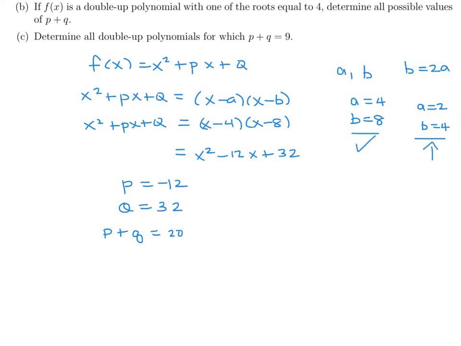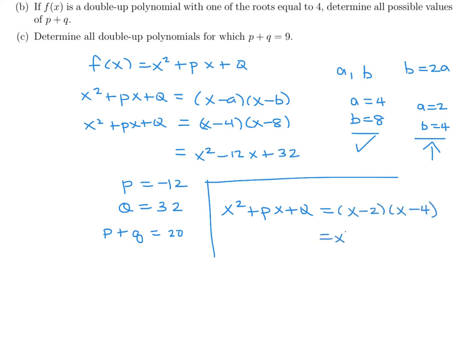Now let's concentrate on this one. That one, in a very similar way, would give me x minus 2 and x minus 4. So x squared minus 6x plus 8, and that means that p is minus 6 and q is 8. So therefore, p plus q is 2. So there you go. Those are the two possible values of p plus q, either 20 or 2.